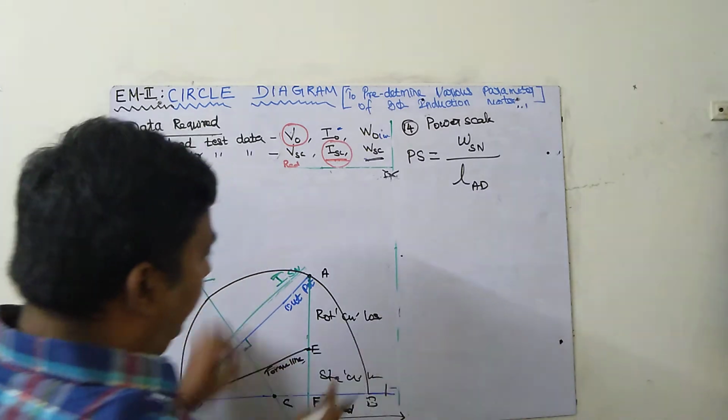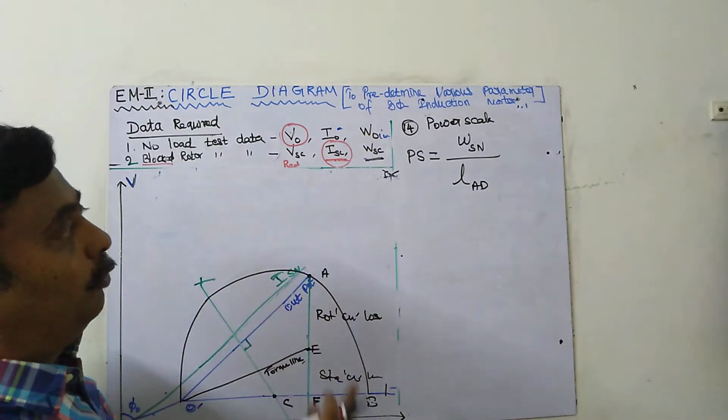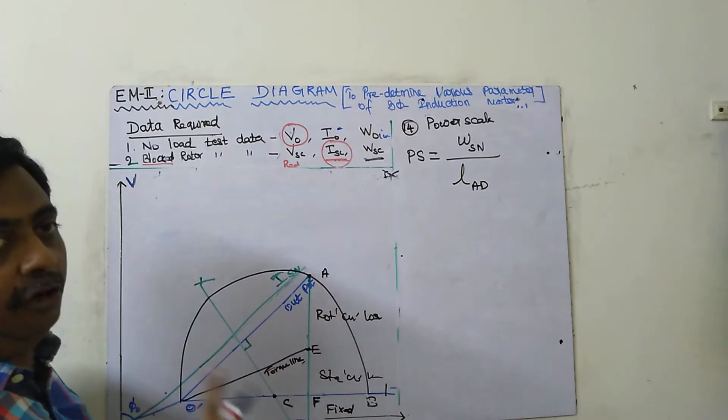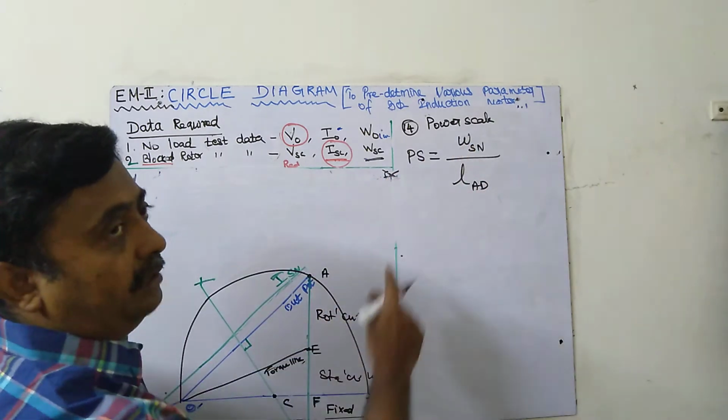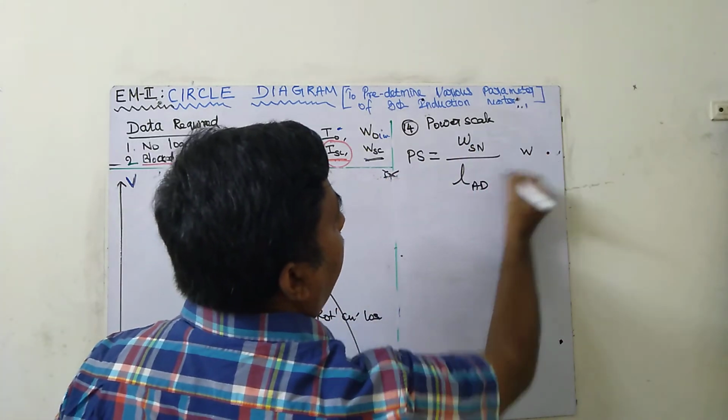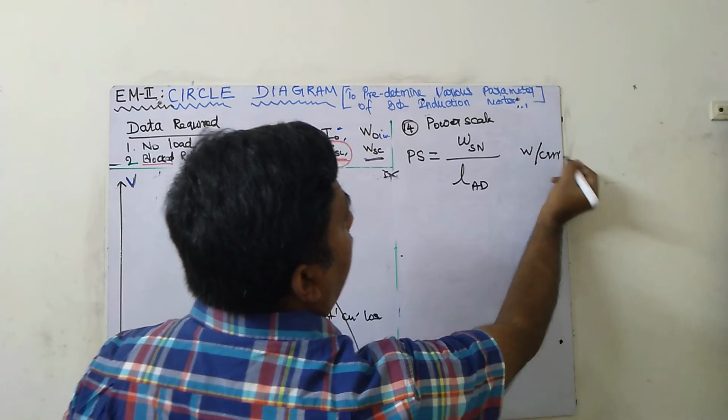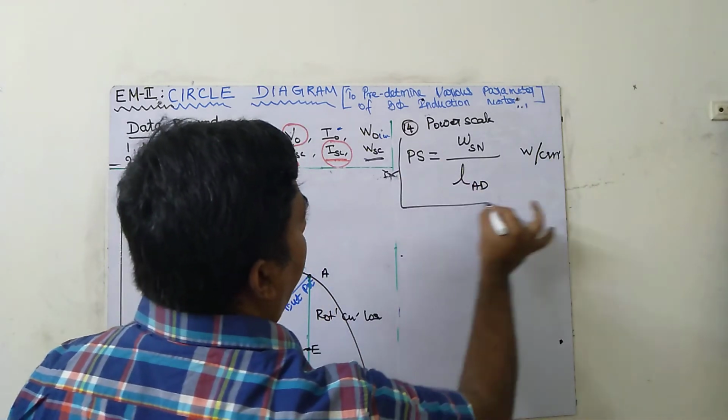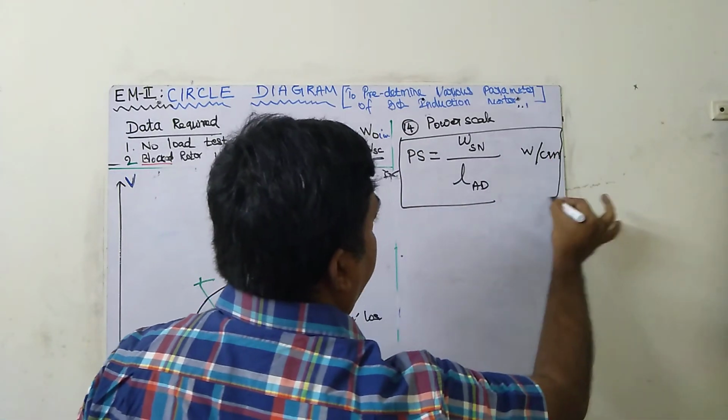What is the length of AD? Length of AD will be in centimeter. For 1 centimeter, what is the value I have to find? So, power scale equals WSN divided by length of AD. What is the unit for WSN? Watts. What is the length of AD in centimeter? The unit is watts per centimeter. This is very important. We have to find this power scale.